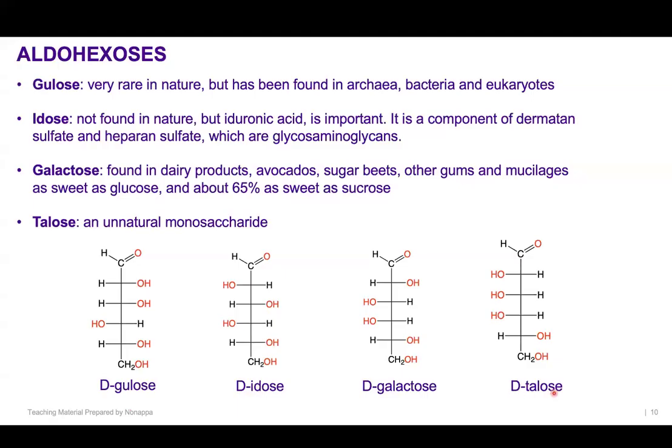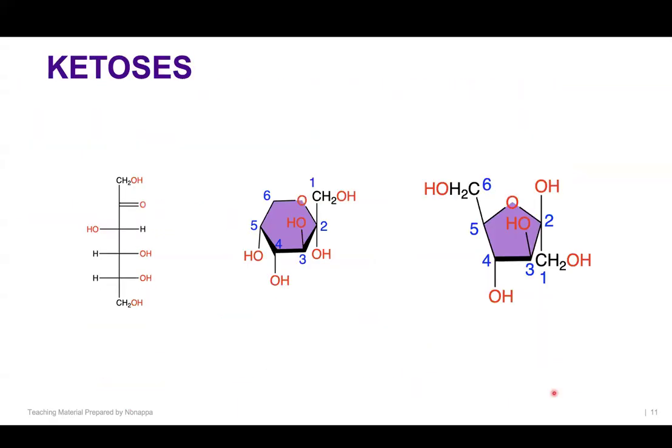Talose is another unnatural carbohydrate. Now we have seen monosaccharides. We have still not gone into the cyclic structure. We will come to that later. But the next group of monosaccharides are ketoses. Now, what are ketoses? Ketoses are polyhydroxy ketones. So they have a ketone functional group.